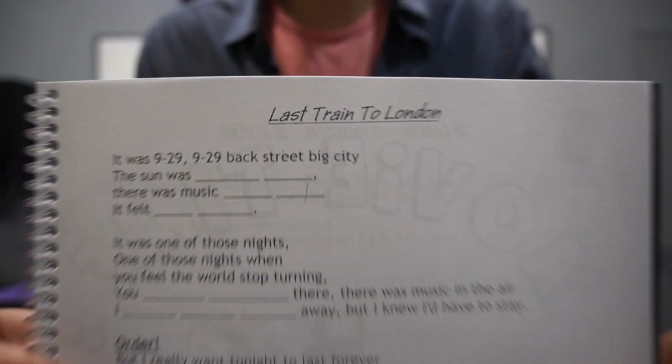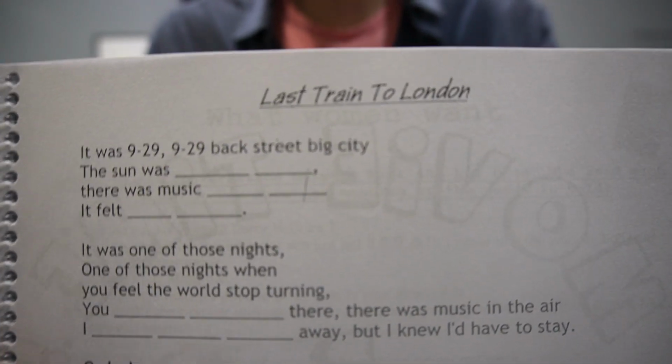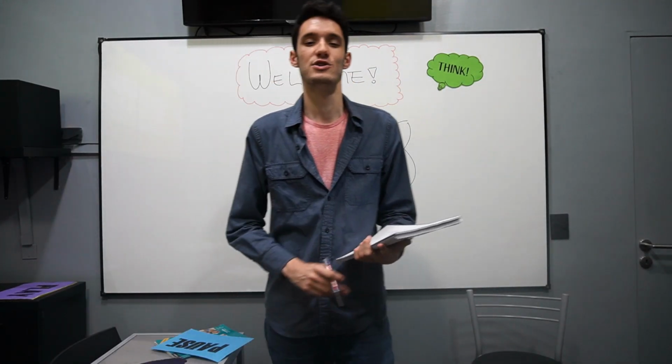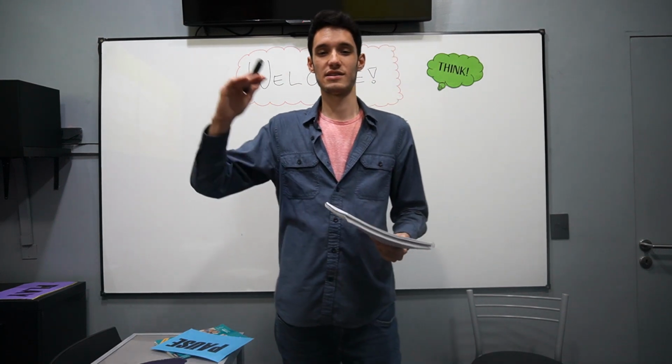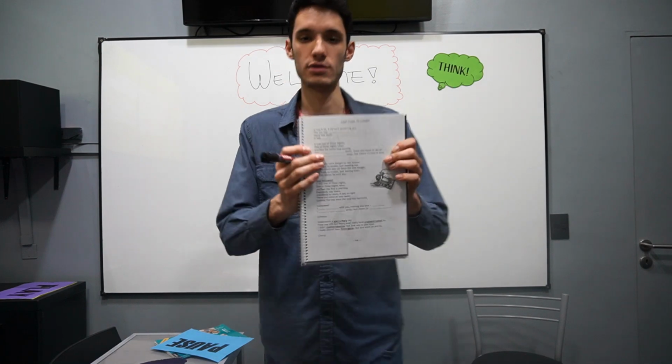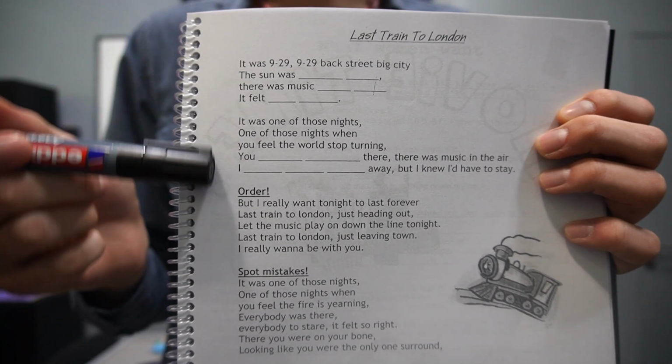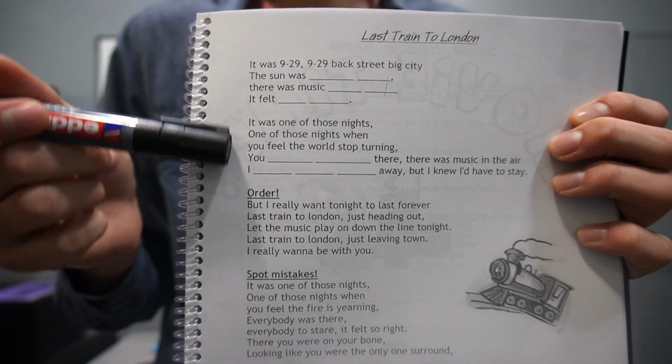The song is this one, Last Train to London, okay? This is an amazing, amazing song. It's a classic. So, what you have to do is different activities in the song. First, over here, you have to put in the missing word.